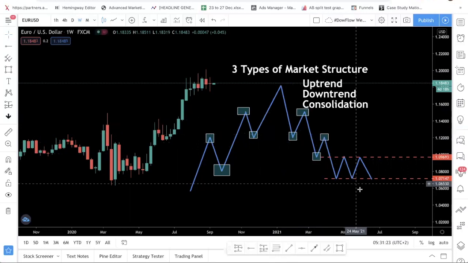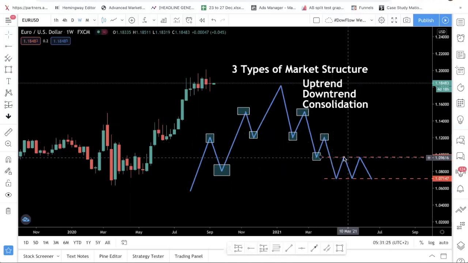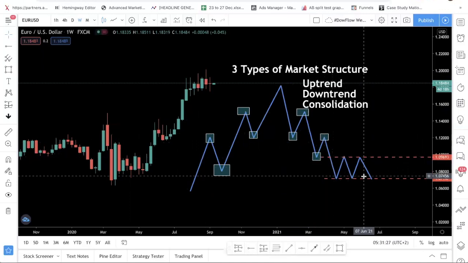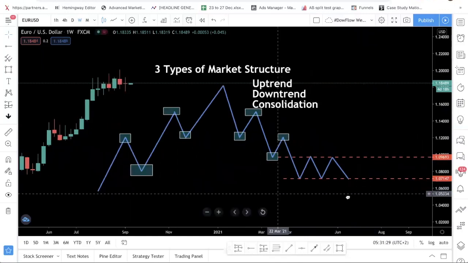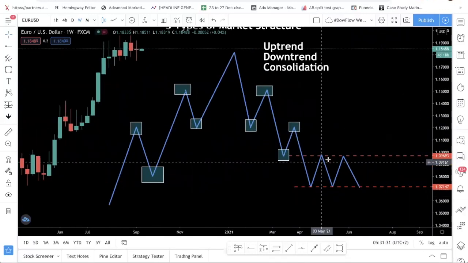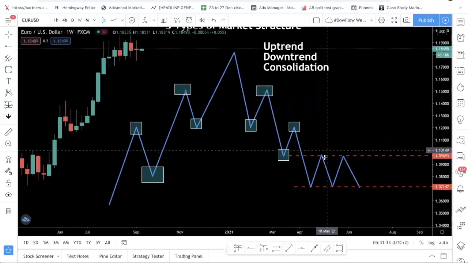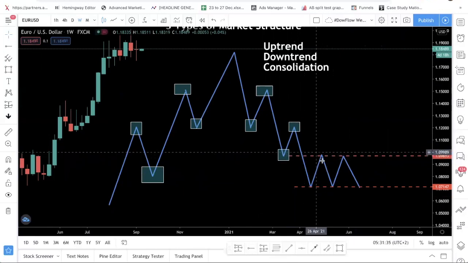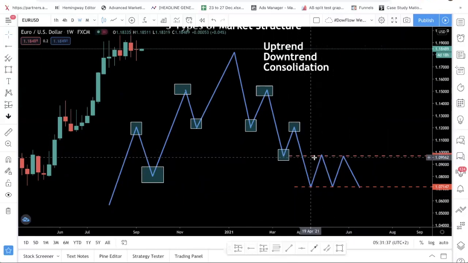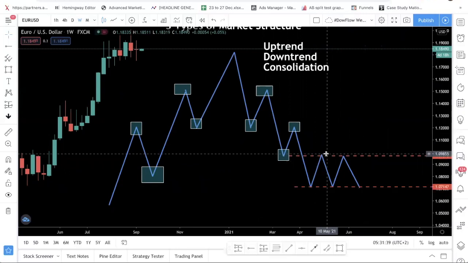Okay, consolidation is the case where price is bouncing between resistance and support. So you can see over here that I mapped out the price, just some lines to act as price, just as an example. So you can see that it's being resisted, it's being supported, it's being resisted.